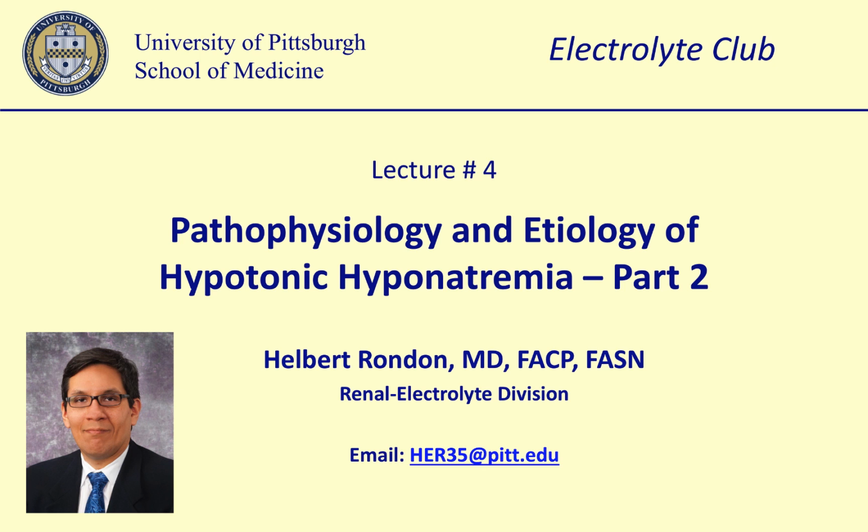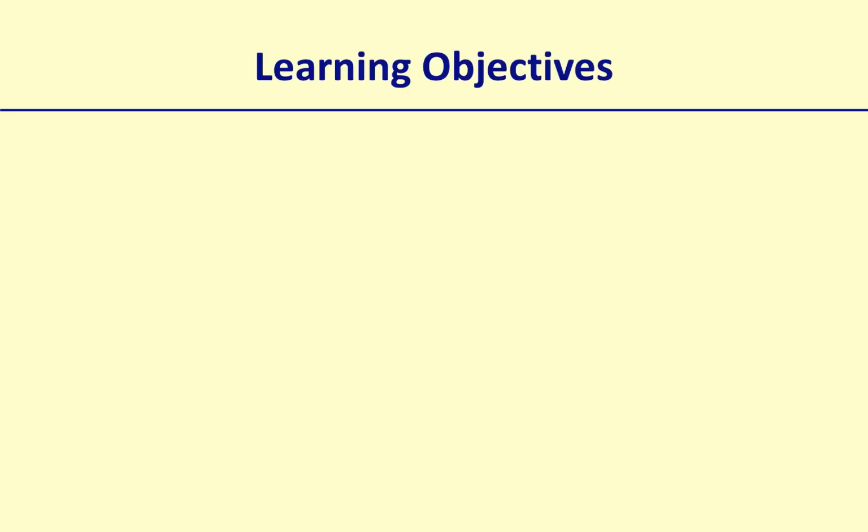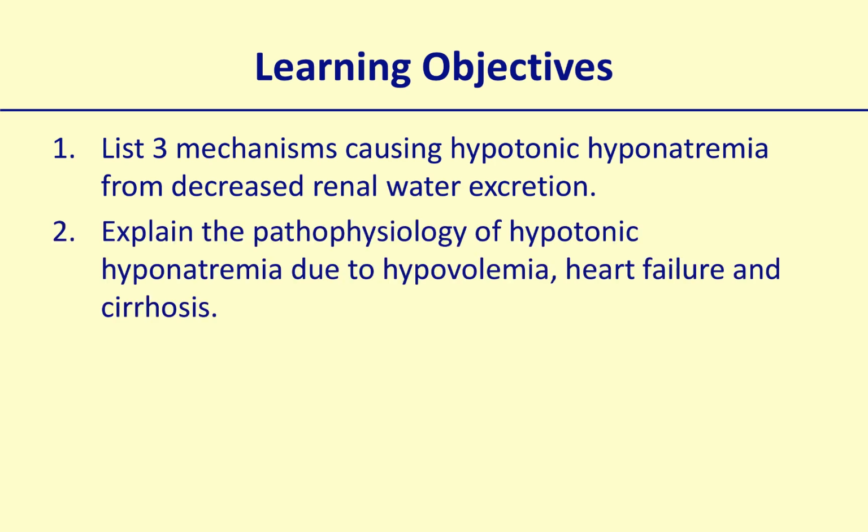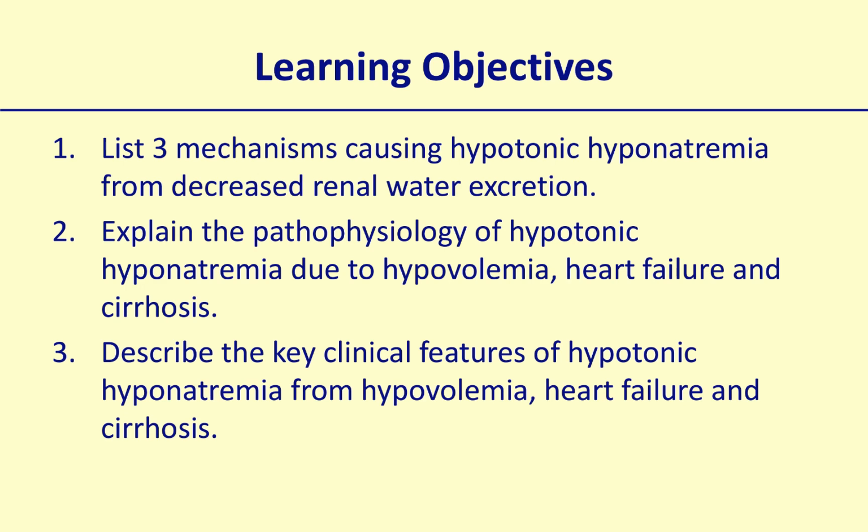This is lecture number 4, Pathophysiology and Etiology of Hypotonic Hyponatremia, Part 2. The learning objectives for this lecture are: number 1, list 3 mechanisms causing hypotonic hyponatremia from decreased renal water excretion. Number 2, explain the pathophysiology of hypotonic hyponatremia due to hypovolemia, heart failure, and cirrhosis. And number 3, describe the key clinical features of hypotonic hyponatremia from hypovolemia, heart failure, and cirrhosis.